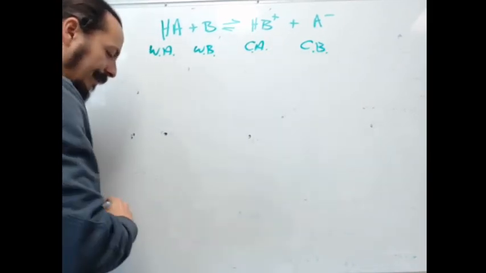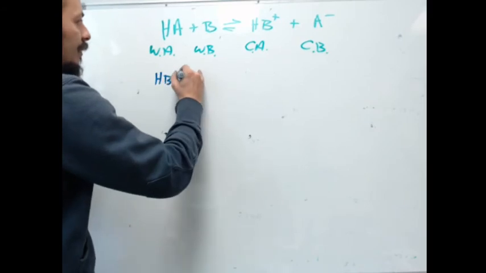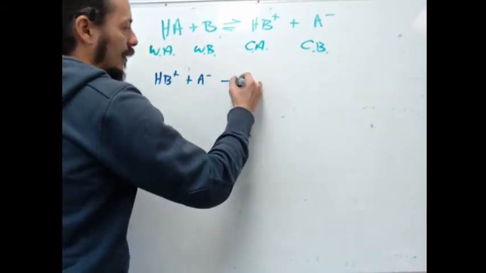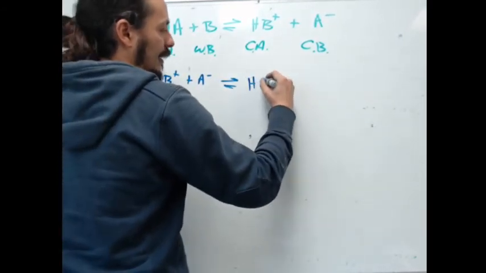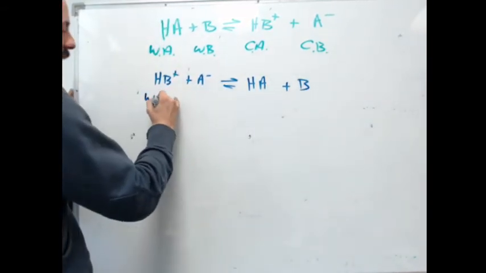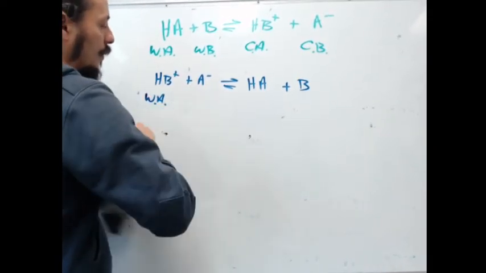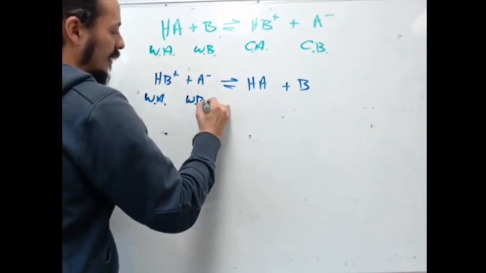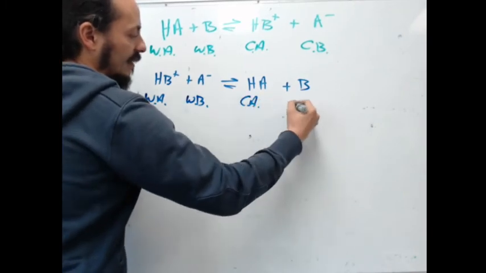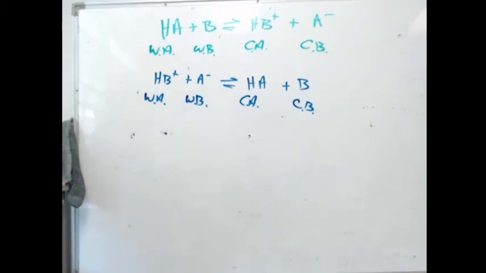I can also think about this reaction in reverse, correct? I can think about HB plus A minus goes to HA plus B. In this case, this is the weak acid. This is the weak base. This is the conjugate acid. This is the conjugate base. The question becomes, which way does this reaction actually go? What's actually going to happen?